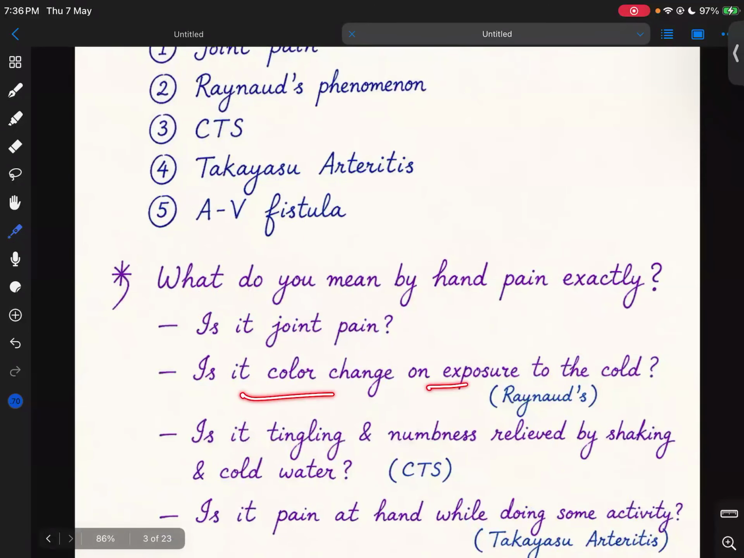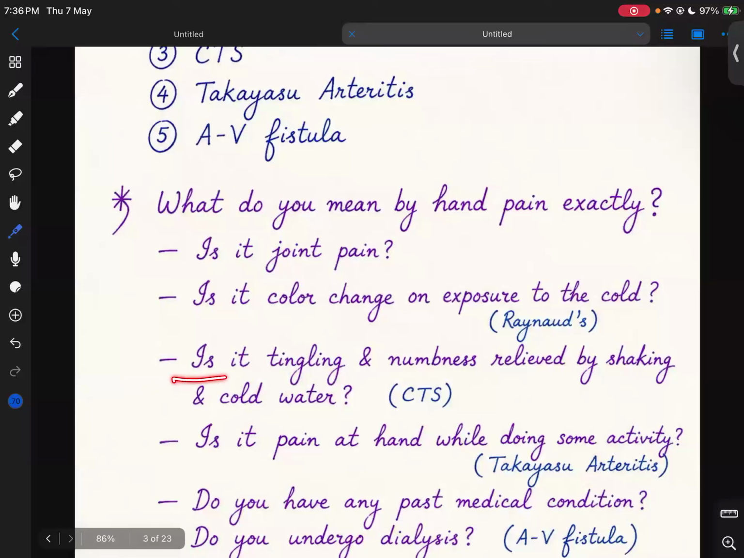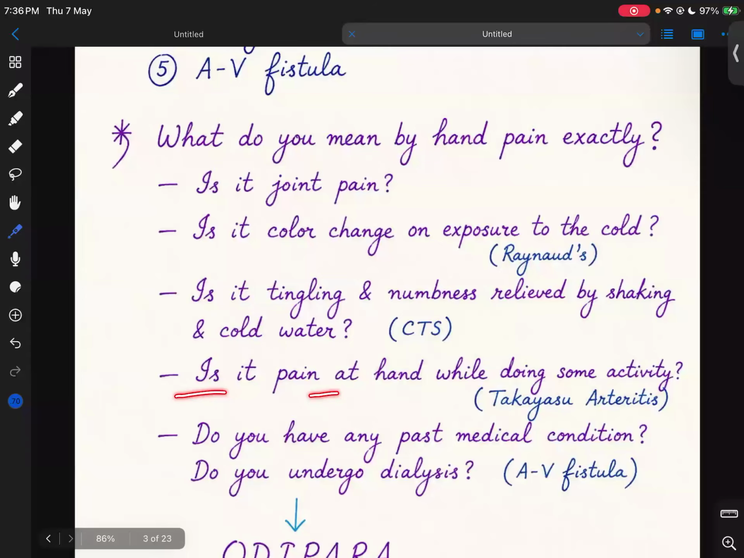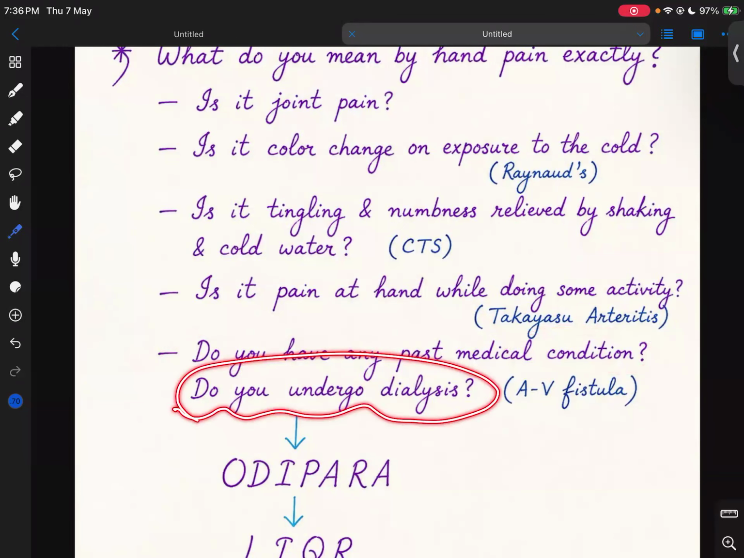Is it color change on exposure to cold? That is Raynaud's phenomenon. Is it tingling and numbness relieved by shaking and cold water? This indicates carpal tunnel syndrome. Is it pain in the hand while doing some activity? This is the screening question for Takayasu arteritis. And for arteriovenous fistula, for dialysis in a patient of CKD, we have to ask, do you have any past medical condition like chronic kidney disease? And do you undergo dialysis?